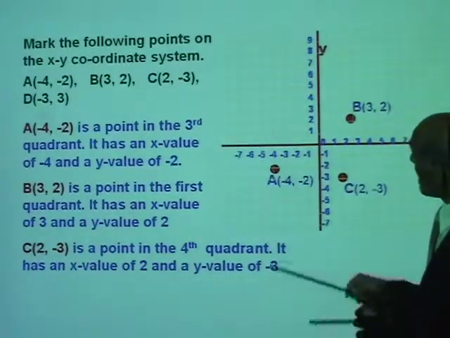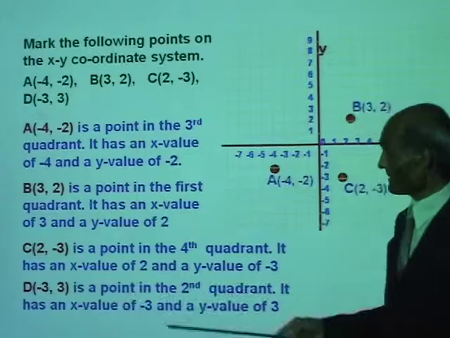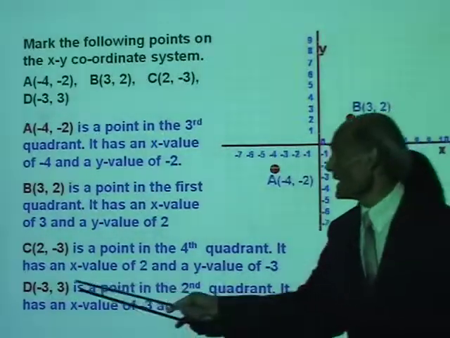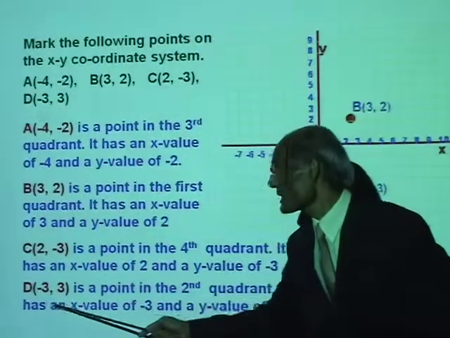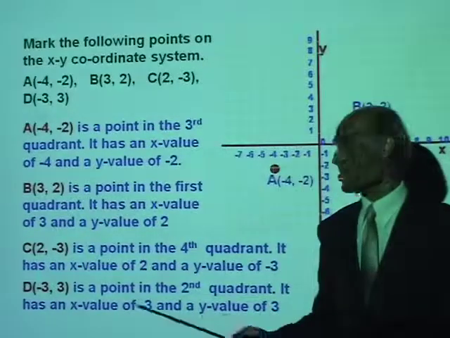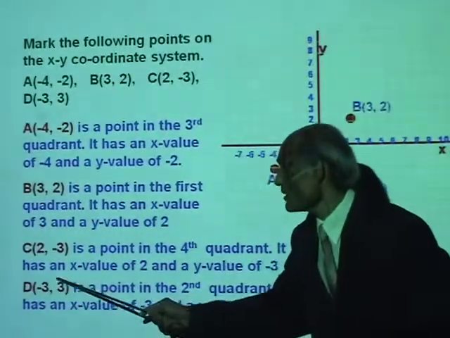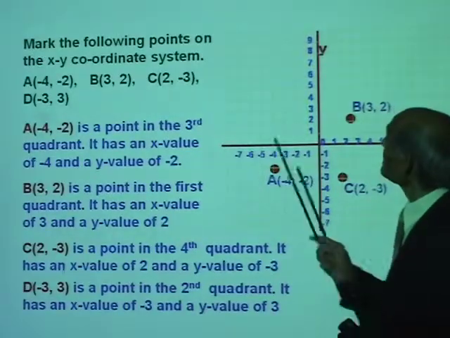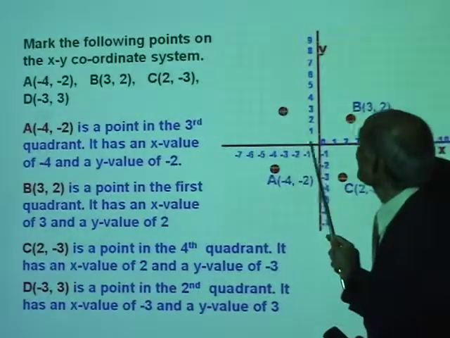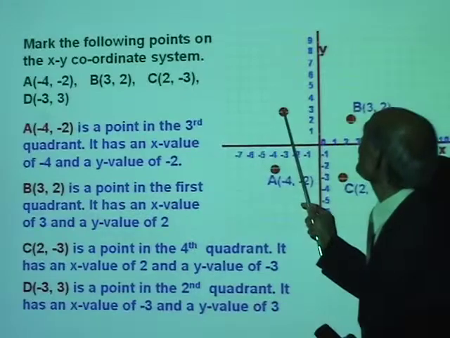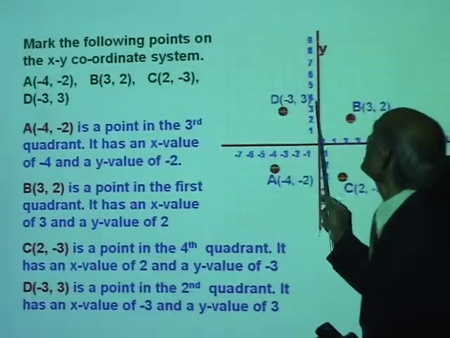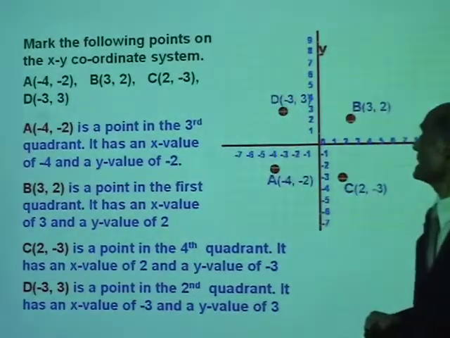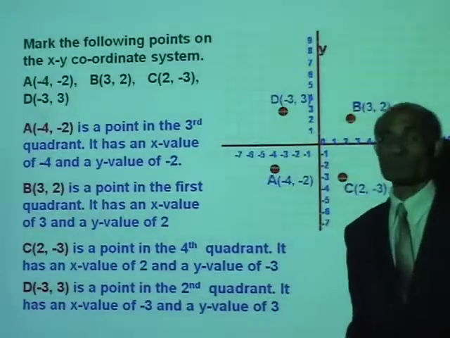So you can mark any ordered pair like that. We got one more point. D, negative 3, positive 3. X equal to negative 3, y equal to positive 3. Where does that point come? X equal to negative 3, y equal to positive 3. D, negative 3, 3 is that point.